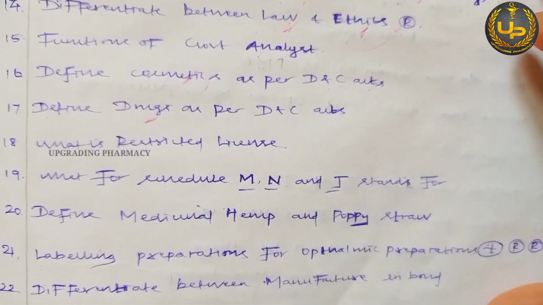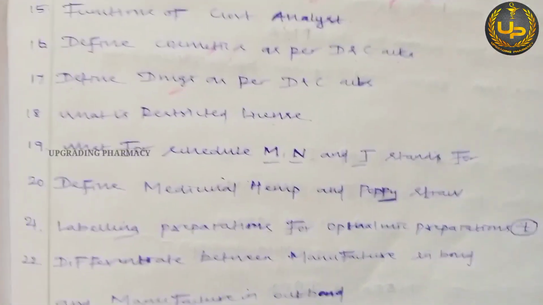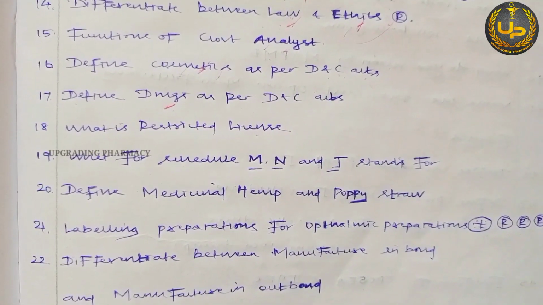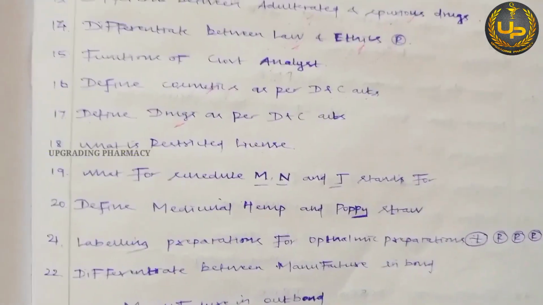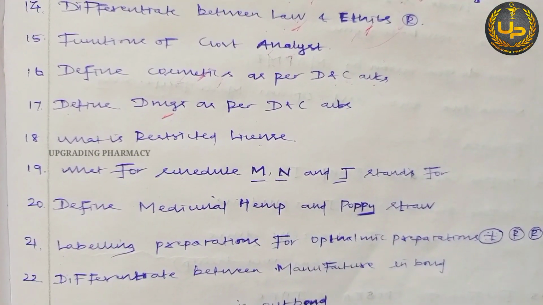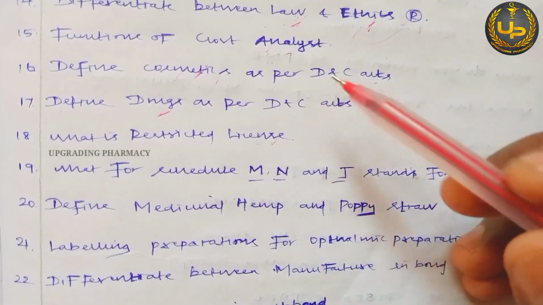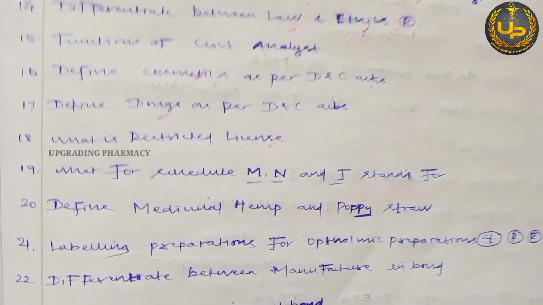Okay, 18th question, what is restricted license? Restricted license means the selling of particular medicines or tablets or any other substance without the supervision of a registered pharmacist. That is restricted license. And this is an important question.